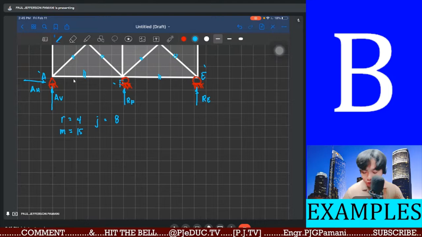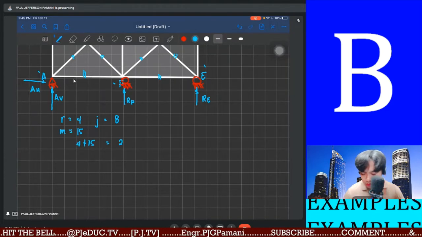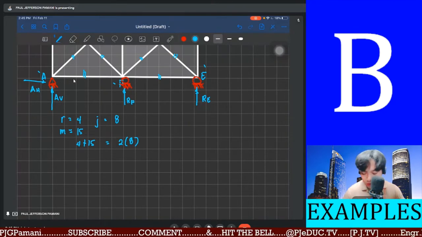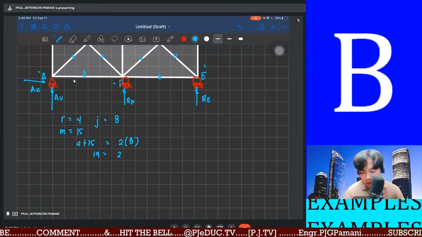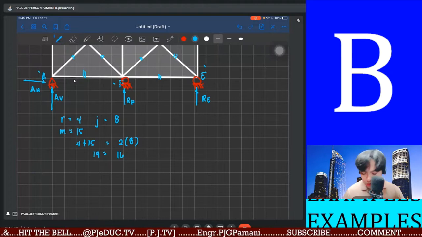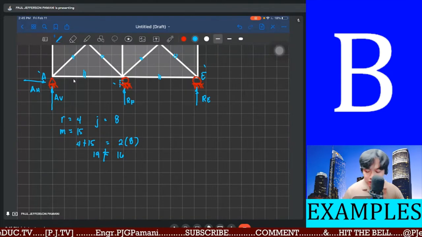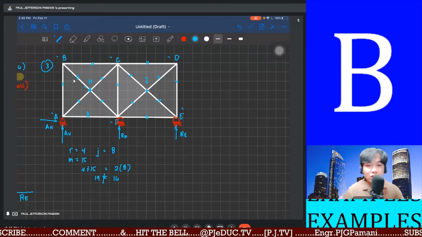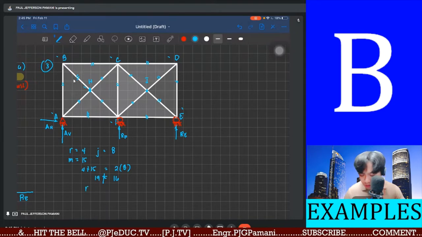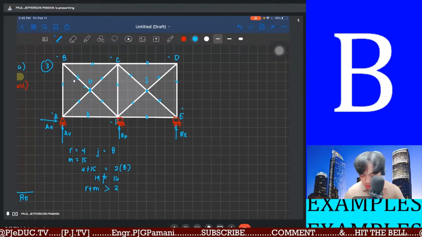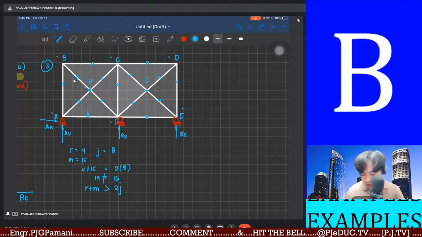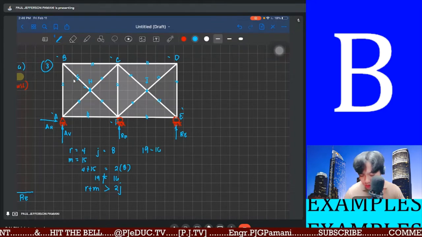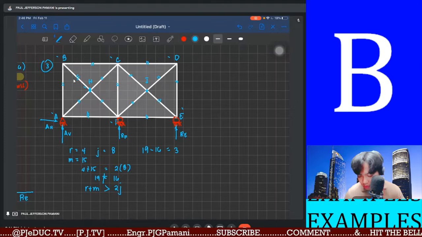Substituting that to our general formula, we have 4 plus 15 equal to 2 times 8. So 4 plus 15, 19 equal to 2 times 8, which is 16. Which is also not equal. Therefore, this is not a determinate truss. So if it is not a determinate truss, determine whether R plus M is greater than or equal to 2J. So as you can see here, R plus M is, of course, greater than 2J. Then, let's move on to computing the degree of determinacy by subtracting 2J from R plus M. That is simply equal now to 3.